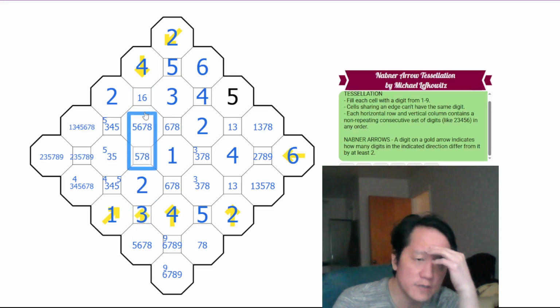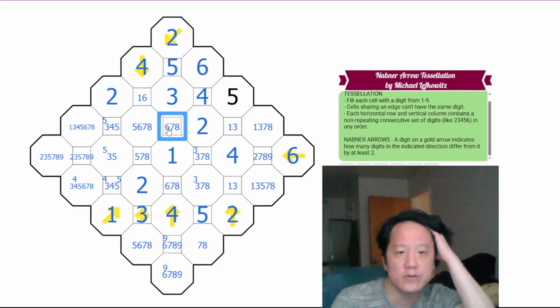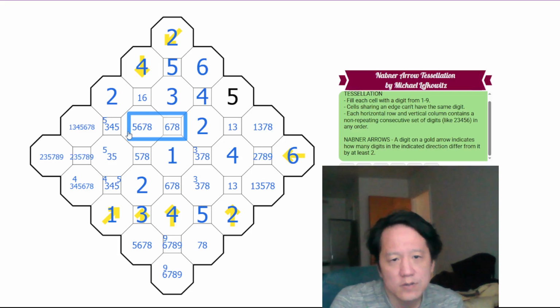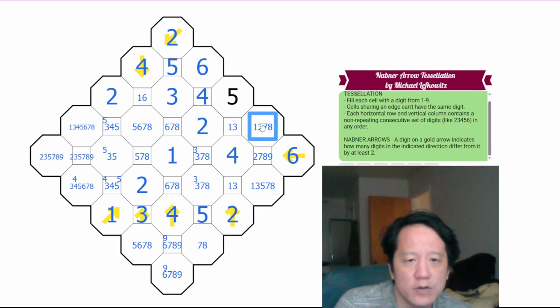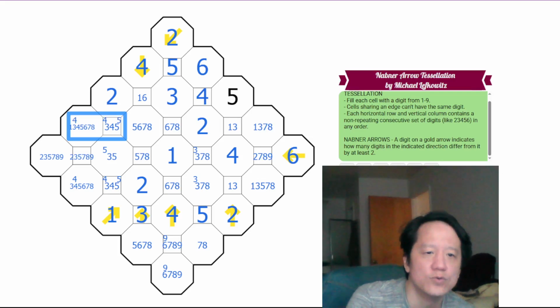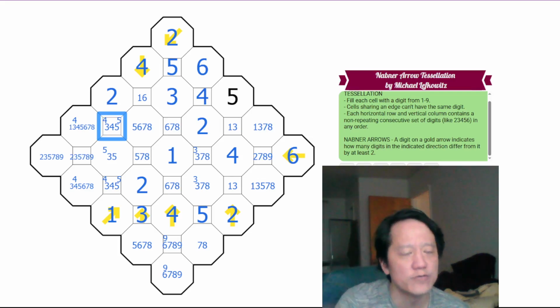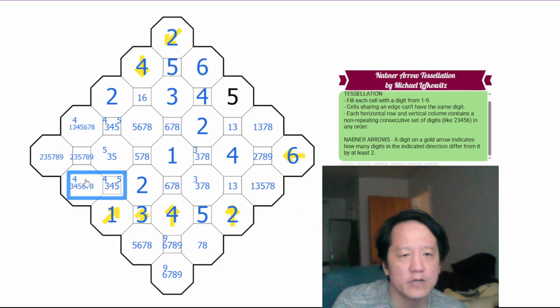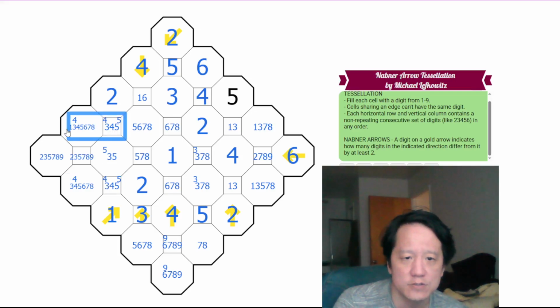Has 3 here. 1 on 6. 3 cannot be here or here. Oh, we need a 4 somewhere in row 4. And it cannot be any of these digits. So it has to be one of these two. That's interesting. We have to have a 4 in one of these two cells.